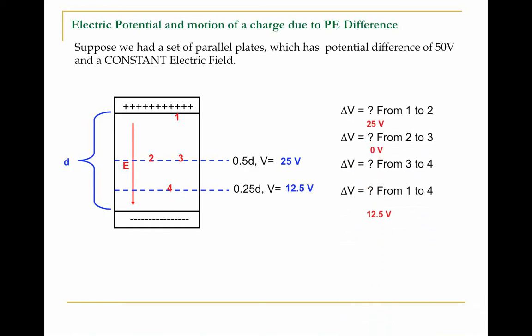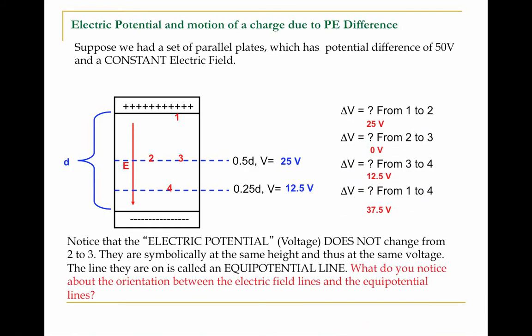Again, we went through this in detail in class. So delta V can be calculated between 1 and 2, and between 2 and 3 it is 0. So if you go from 2 to 3, the voltage does not change. They are at the same height, or the same potential. Okay, and this is usually called the equipotential lines, which we covered in the previous chapter.